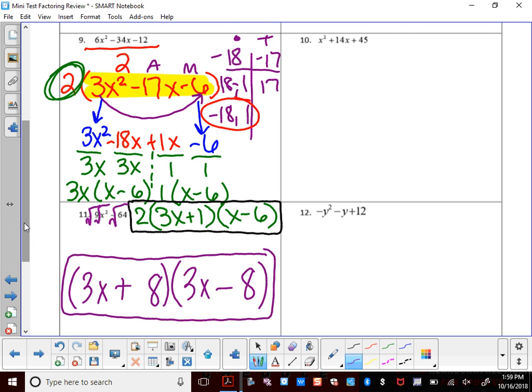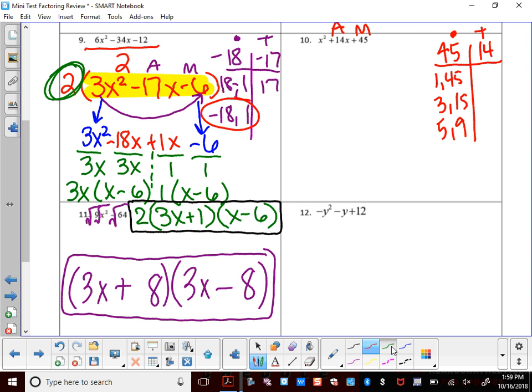Number 10. This is a shortcut, okay? I don't have a GCF, I don't have to swing anything, I can get right into my AM method. So I need 2 numbers that multiply to give me 45 and add to give me 14. What are my factors here? 1 and 45, 3 and 15, 5 and 9. Alright, which one would be my best bet? 14. 5 and 9. Everything can stay positive because they're both positive there.